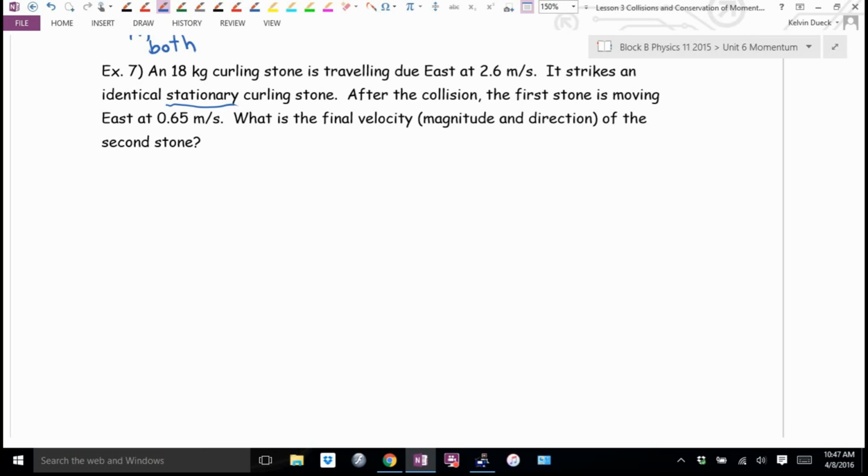Kareem, is there a collision? This is a job for conservation of momentum. The total momentum before equals the total momentum after. Kareem, I'm going to call this stone A. I'll call this one, the identical one, stone B. Okay. Before the collision, what's moving? Stone A, stone B, both or neither?